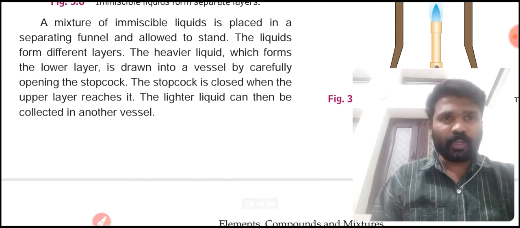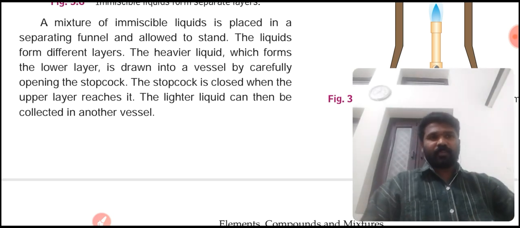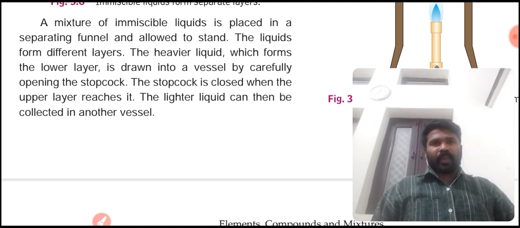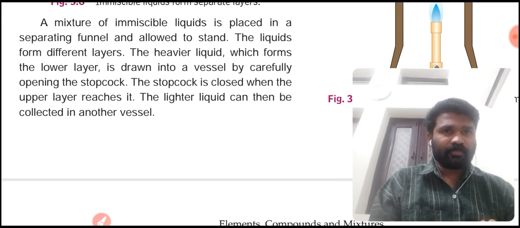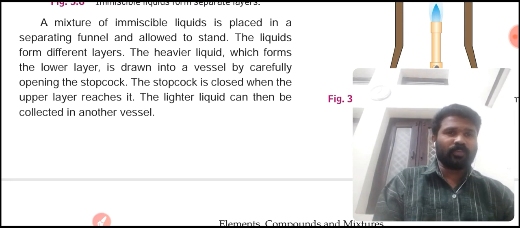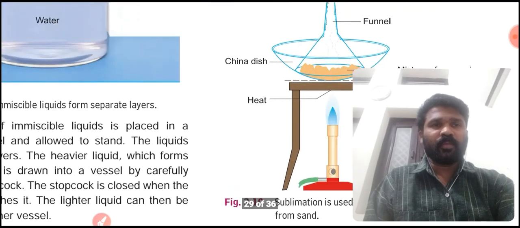A mixture of immiscible liquids is placed in a separating funnel. How to separate it? This mixture is placed in a separating funnel and allowed to stand. The liquids form different layers. The heavier liquid, which forms the lower layer, is drawn into a vessel by carefully opening the stopcock. The stopcock is closed when the upper layer reaches it. The lighter liquid can be collected in another vessel.